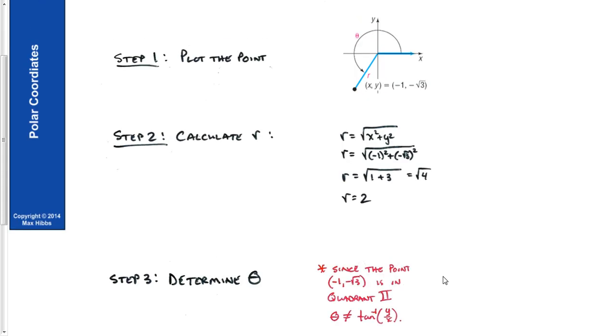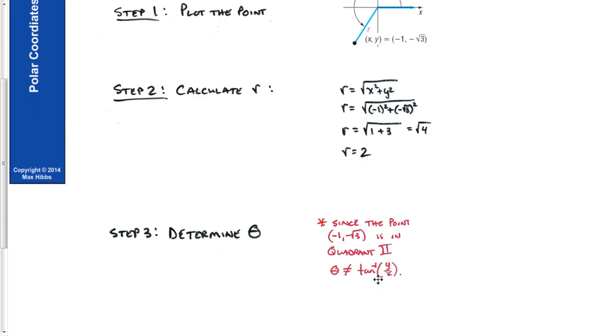We say tangent of theta is y over x, but the inverse tangent is always going to give a result between negative pi over 2 and positive pi over 2. And so theta is not going to be the inverse tangent. There is the problem. Now, why is that the case? Because the inverse tangent of anything is always between negative pi over 2 and positive pi over 2.